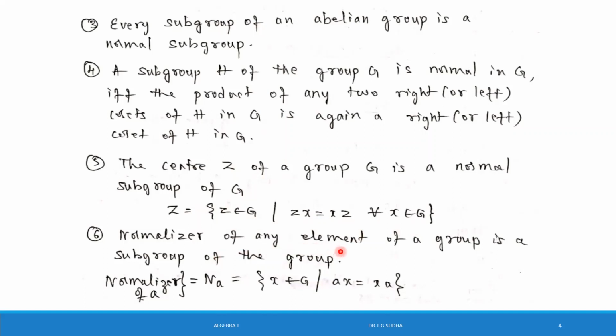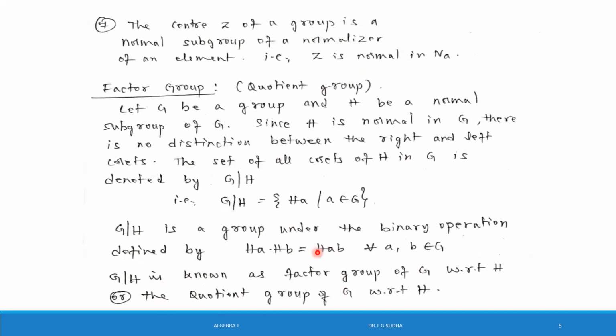The normalizer of any element of a group is a subgroup of the group. And the normalizer of an element a is denoted by N(a) and it is equal to the set of all elements which belong to G such that they all commute with the element a. So every element of N(a) will be satisfying the commutative law with the element a. The center Z of a group is a normal subgroup of the normalizer of an element. That is, Z is normal in N(a).